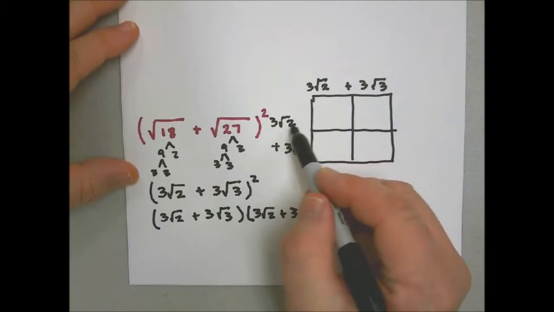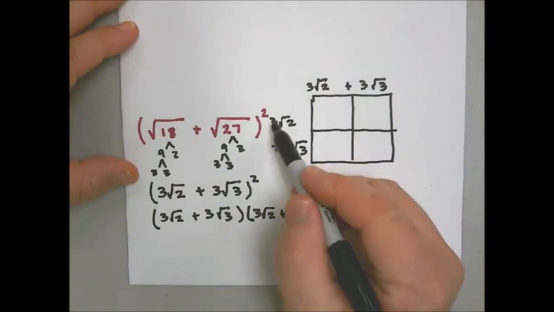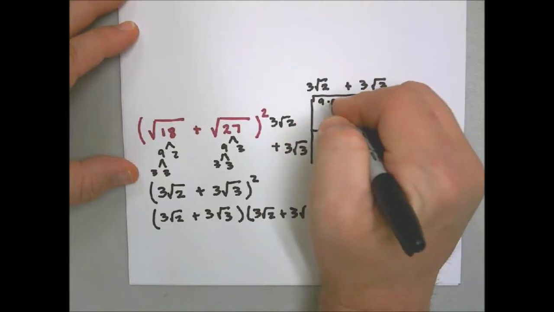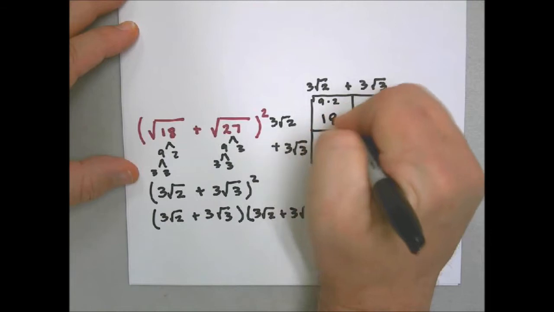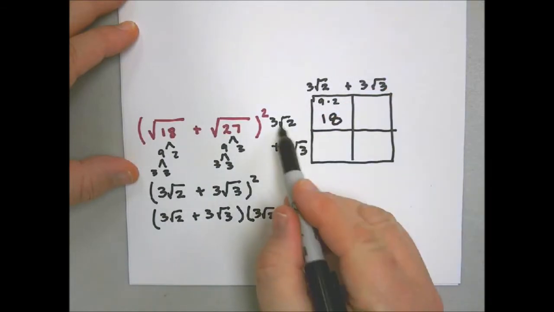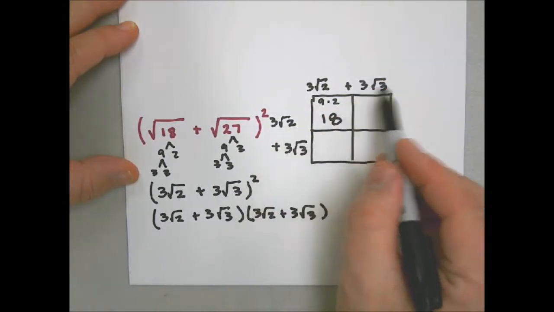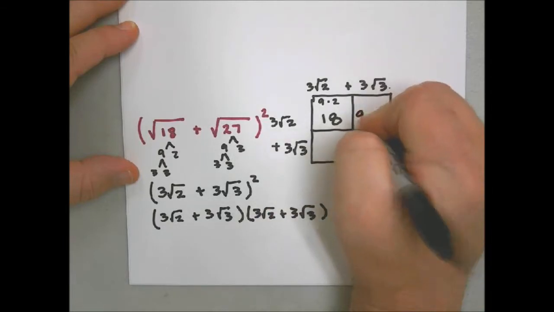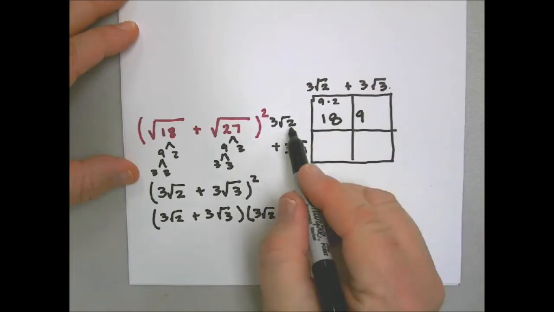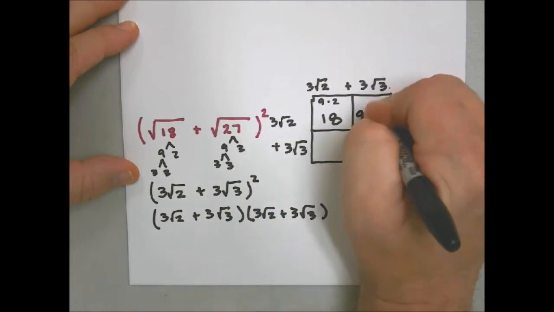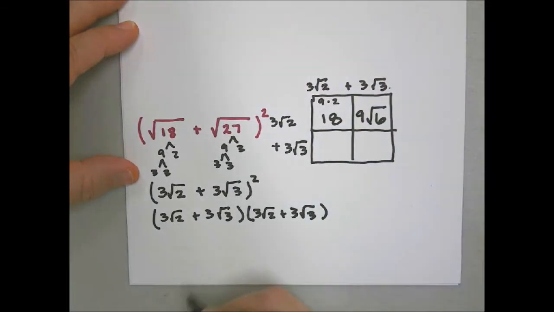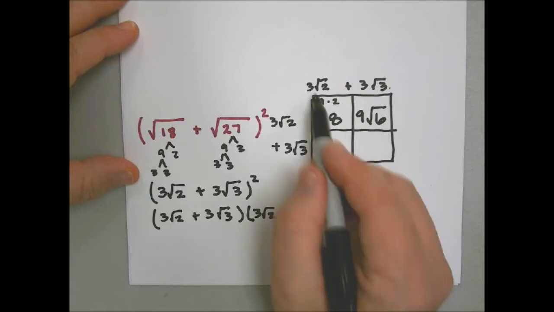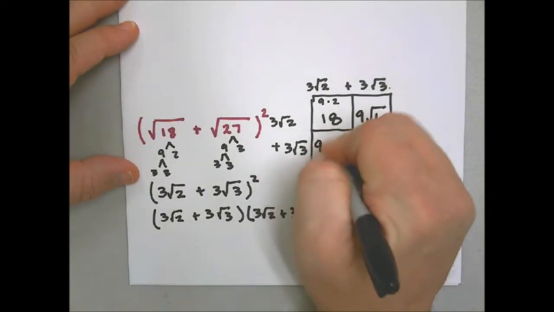So 3 square root 2 times 3 square root 2 would be 3 times 3 is 9, and then root 2 times root 2 is simply 2, so that would be 18. Now 3 square root 2 times 3 square root 3, outside times outside stays outside, 9. Inside times inside stays inside, so that 2 times that 3 would be 6. This cell right here is the same multiplication, 3 root 3 times 3 root 2, which is another 9 square root 6.